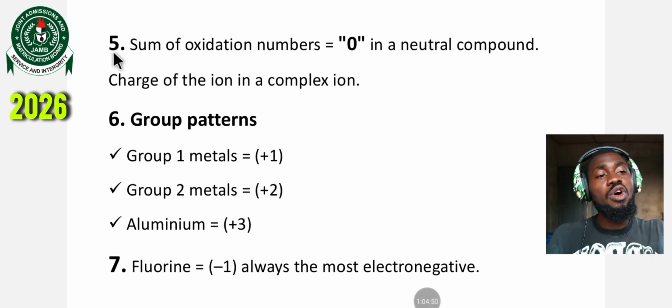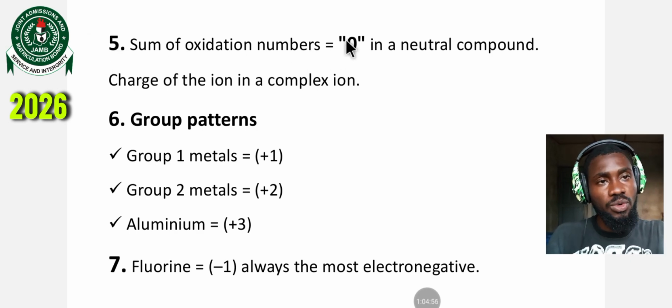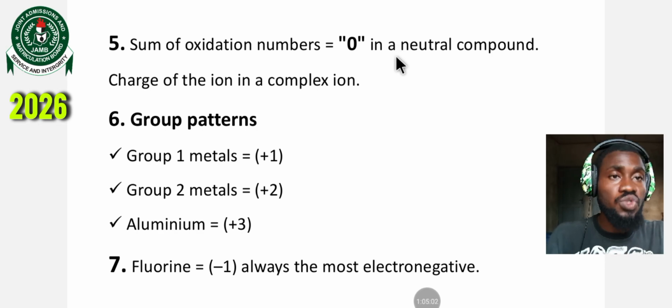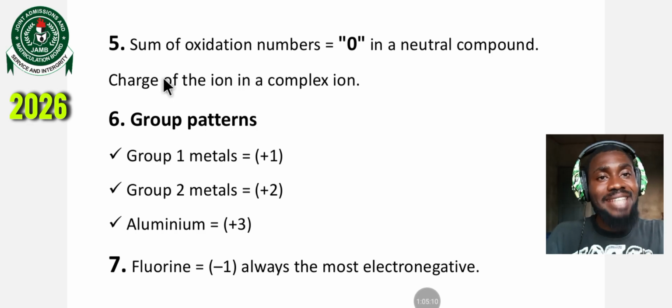So the fifth rule of determining oxidation number is that the sum of oxidation numbers equals 0. Like I said before, it must be equal to 0. Basic equation. In a neutral compound, in the regular state of the compound, the sum is equal to 0.